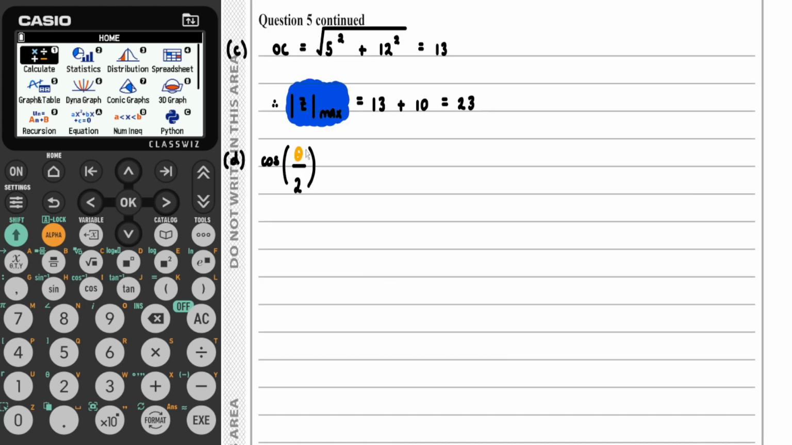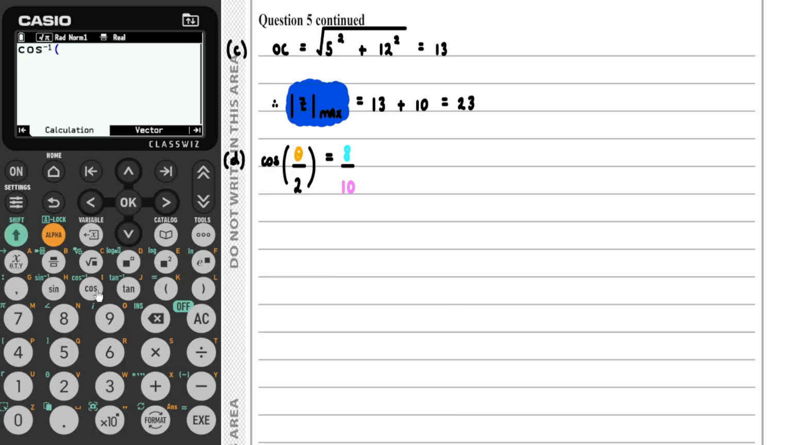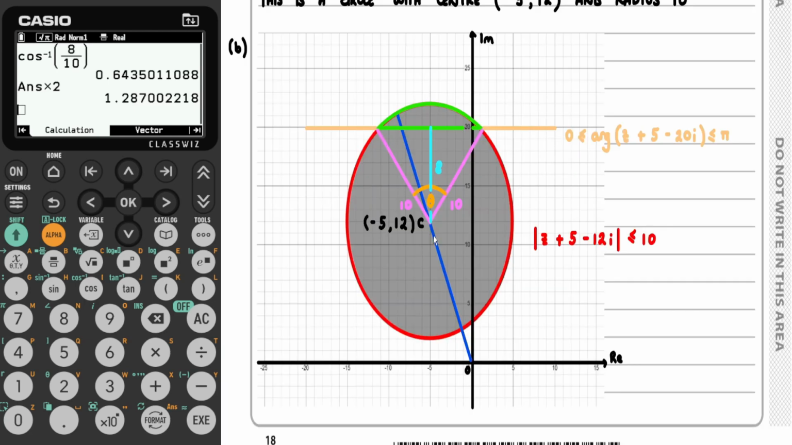So we've got cos of theta over 2 equals 8 over 10. And now what we can do is work out what theta is. We have the inverse cosine of 8 over 10 multiplied by 2, and it turns out theta is equal to 1.287 radians. So what we can now do is work out the area of the sector and then the area of the triangle, and the required area is the difference between those.